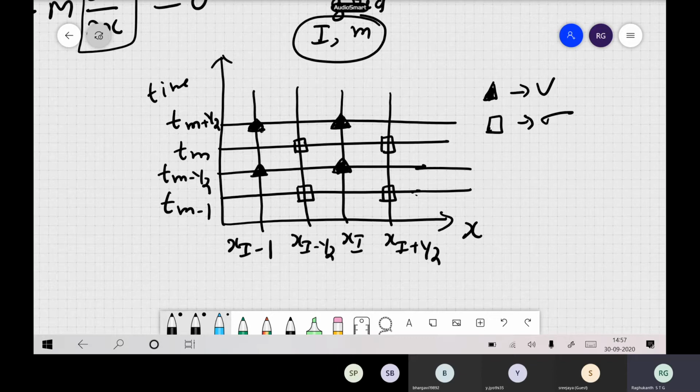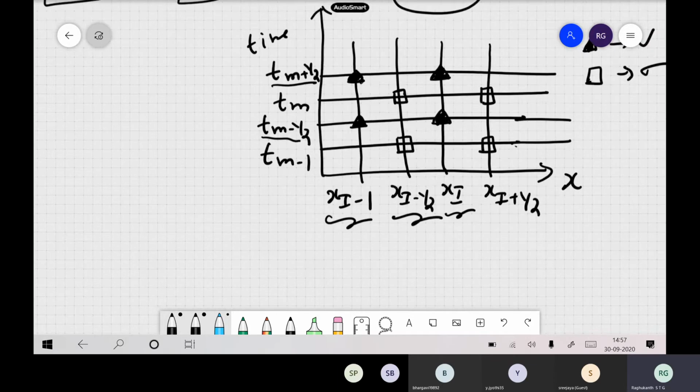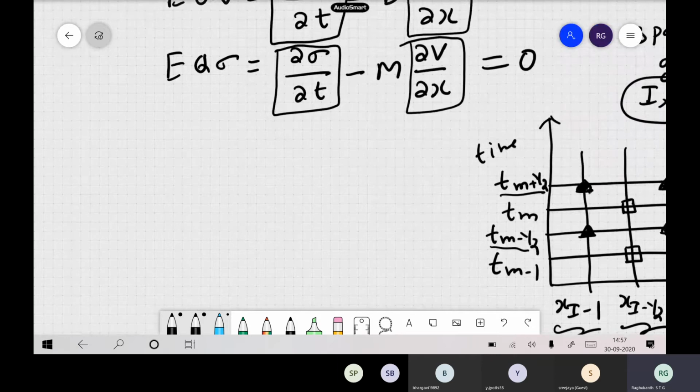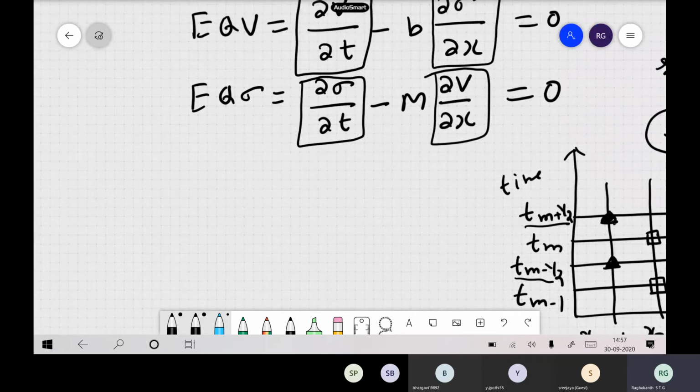So now sigma we are measuring at i minus half, and in time at t m minus 1, t m. Whereas the velocities, if you see, we are measuring at i minus 1, x i kind of a thing, but in time they are measured at m minus half and then m plus half itself. Okay, so you can write the equations. Now let us write this one. So it turns out to be like this.